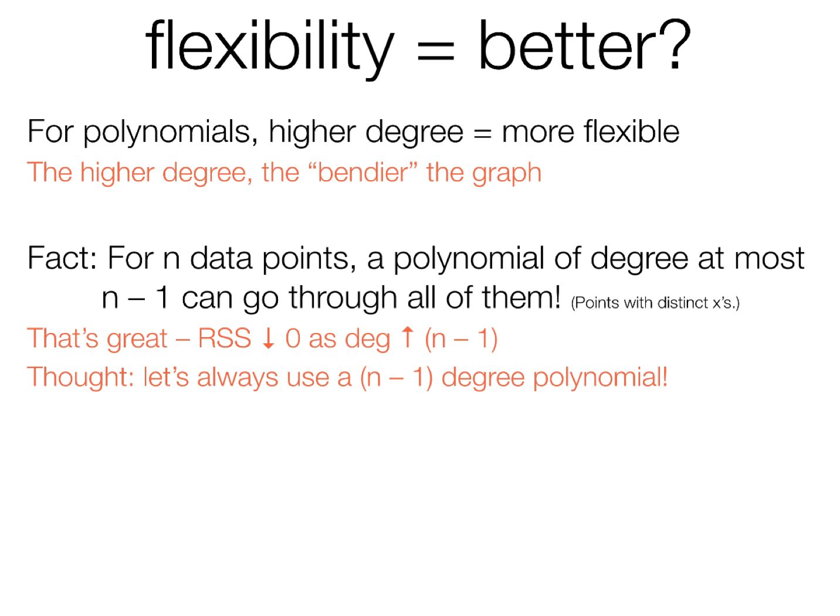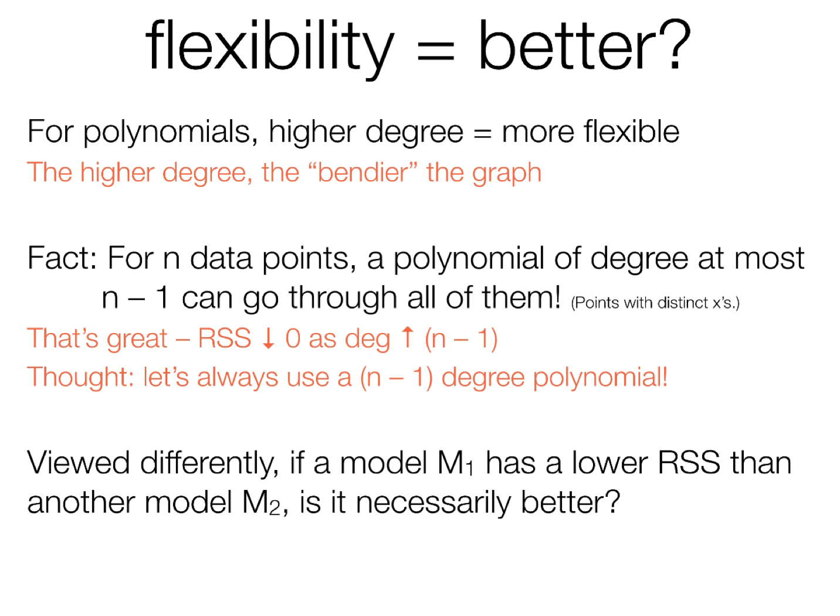We'll just use a degree n-1 polynomial and we'll interpolate all the points, okay? A different way to think about this is that if you have 2 competing models, let's call one M1 and M2. So maybe M1 is the degree 1 model and M2 is a quadratic model. Is a lower residual sums of squares necessarily indicative of better behavior as a comparator between models, okay?